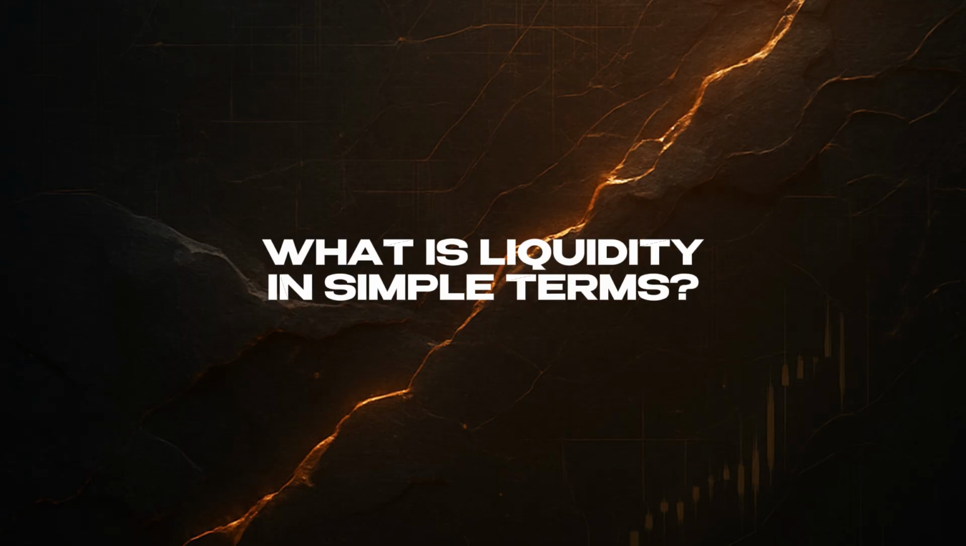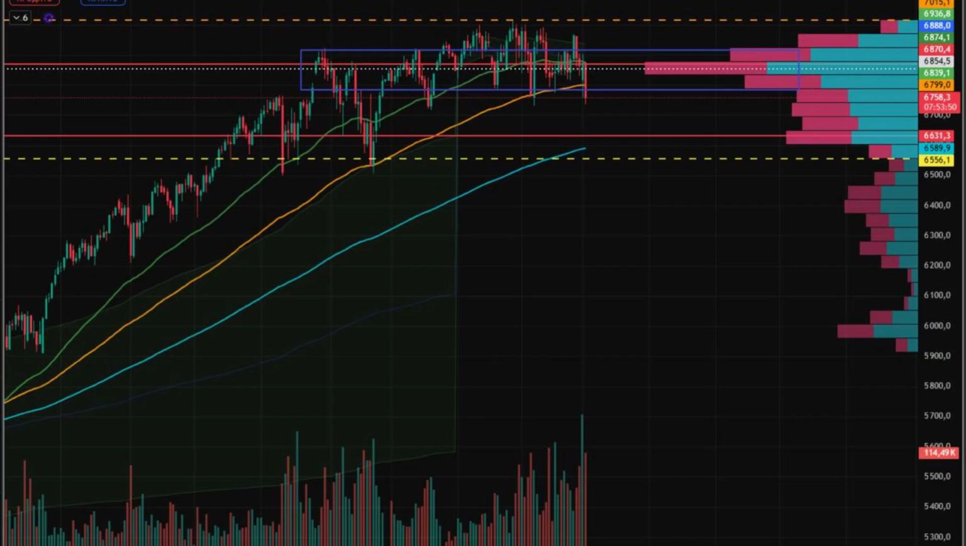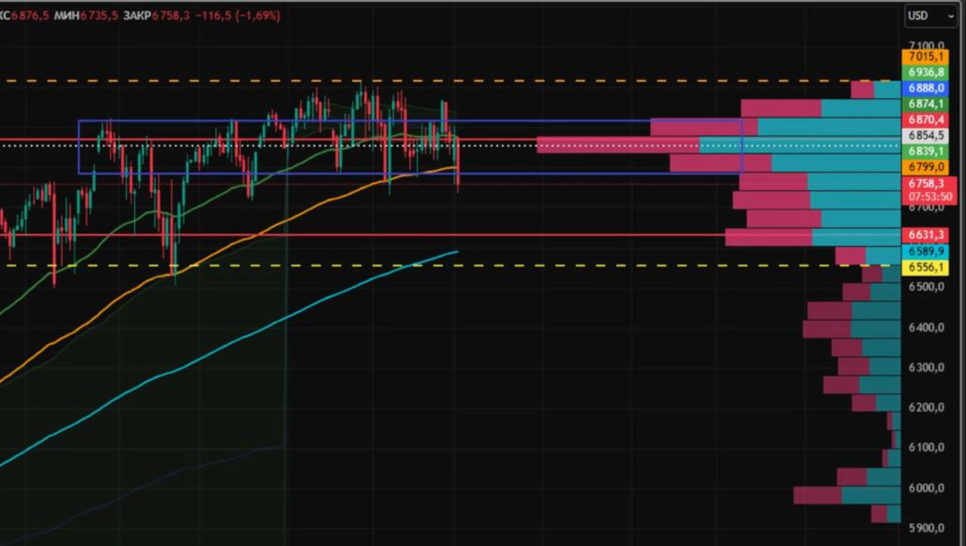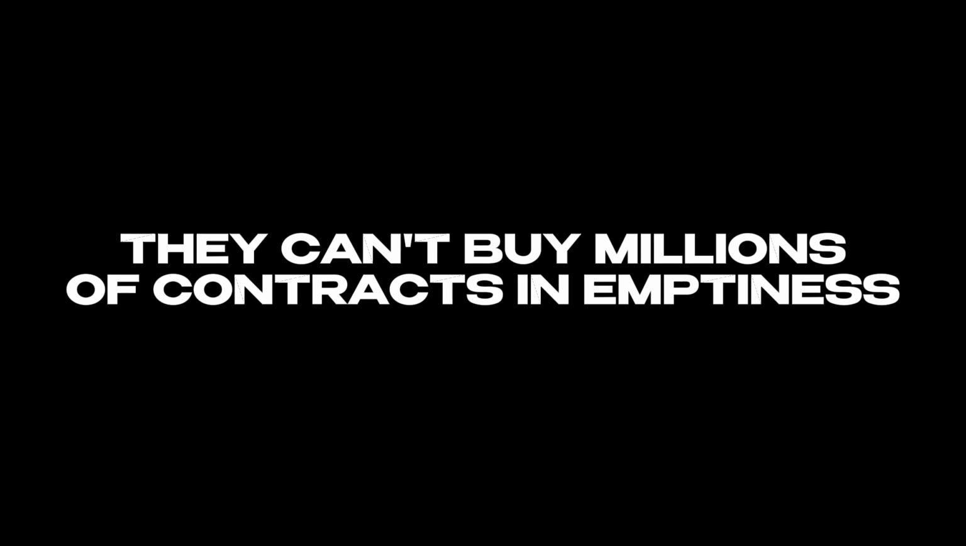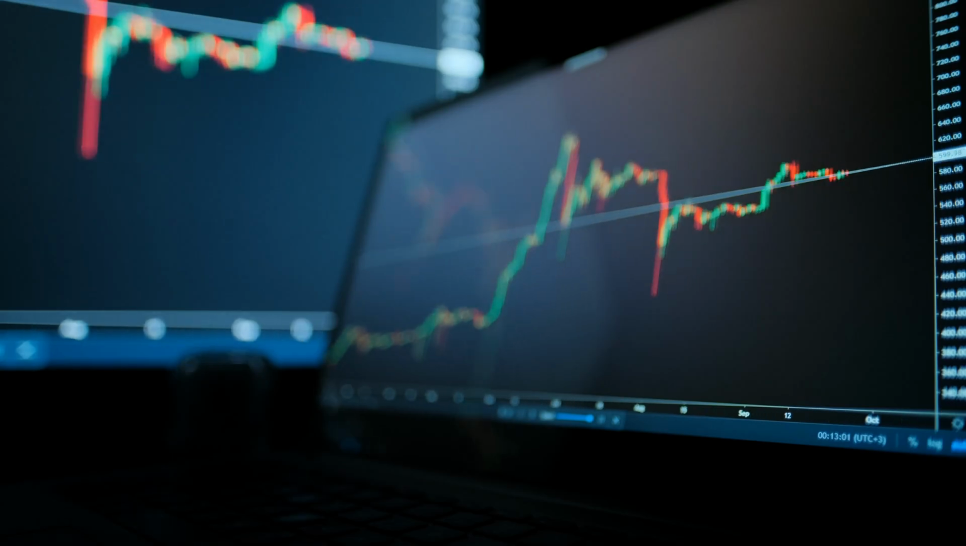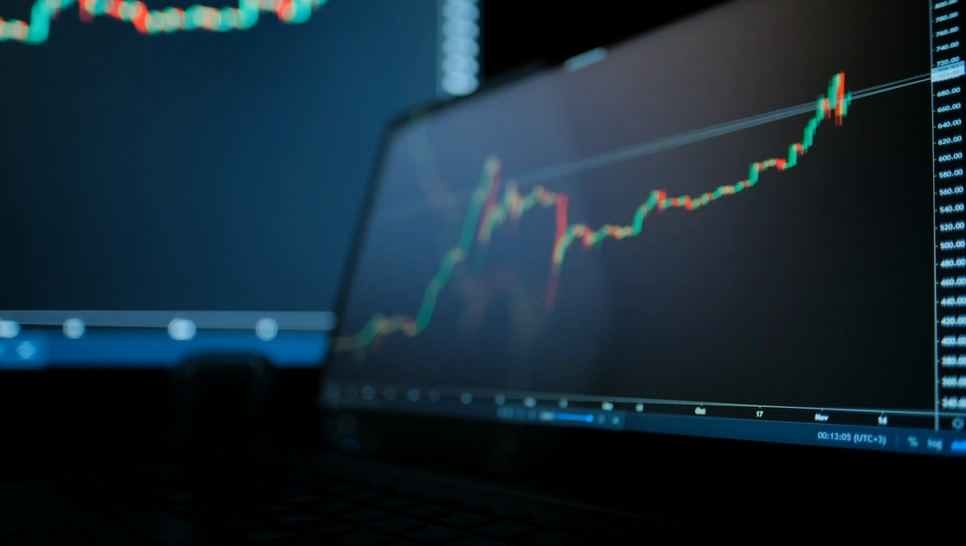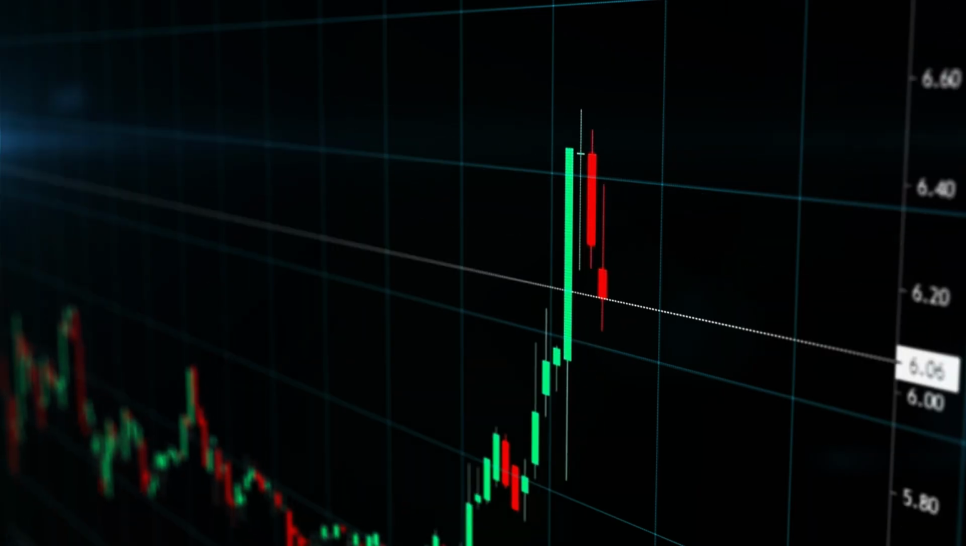What is liquidity in simple terms? It's a place where a large number of orders are concentrated. Stop losses, limit orders, pending orders. A large participant needs volume to open or close a significant position. They can't buy millions of contracts in emptiness, they need a counterparty. So the market often moves from liquidity zone to liquidity zone. First stops are collected, then acceleration happens, then the distribution phase begins.